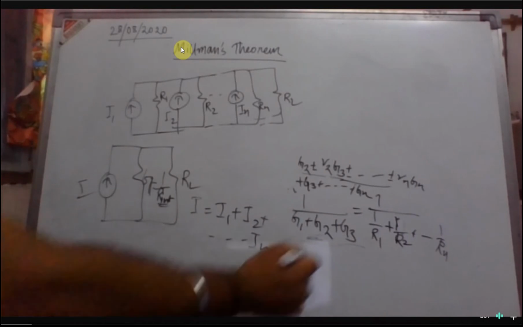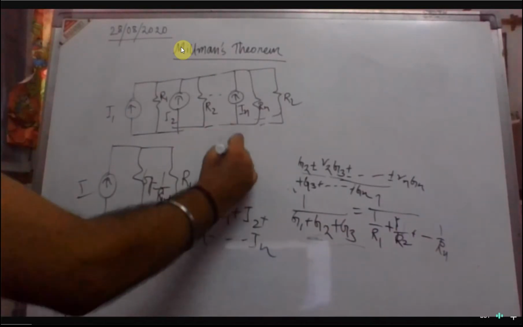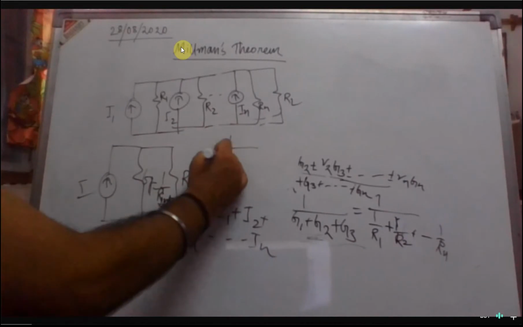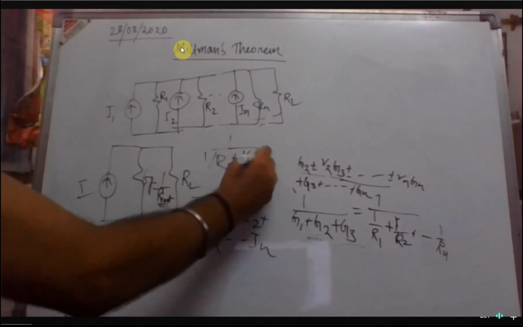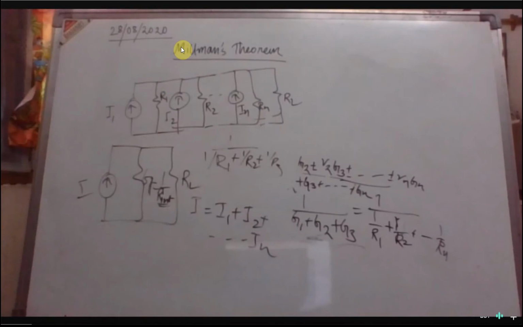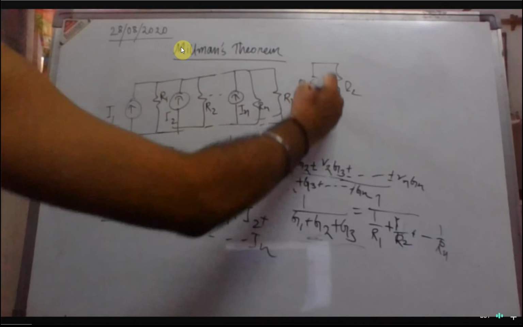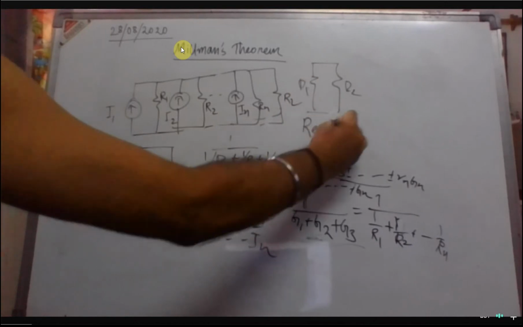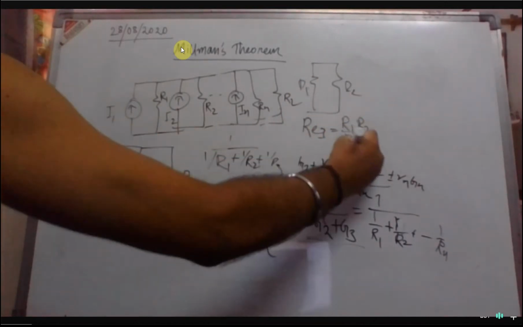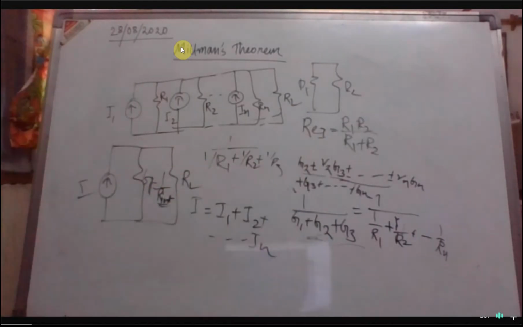How have we found R internal? 1 divided by 1 by R1 plus 1 by R2 plus 1 by R3. That means these three are in parallel. So in case of parallel, what will be the formula? The same way we will do. If R1 and R2 are two circuits connected in parallel, then the equivalent resistance will be R1 into R2 divided by R1 plus R2. This simple formula we have applied, just written in terms of G, that's why I put 1 by R internal there.